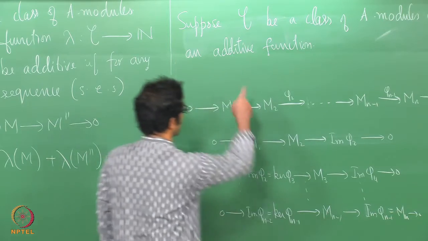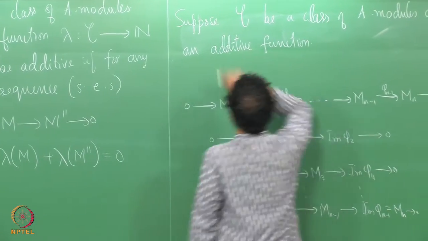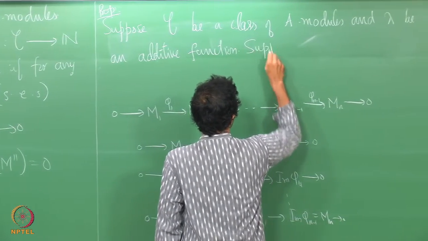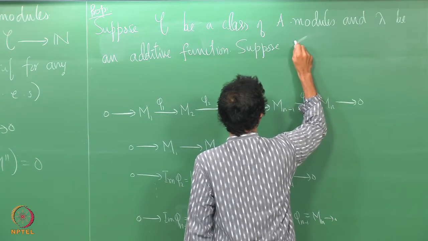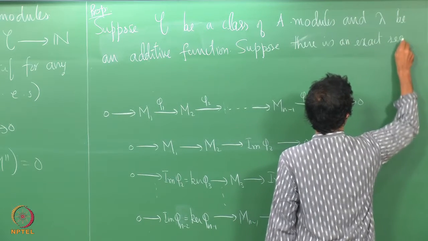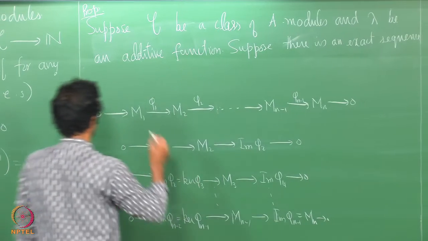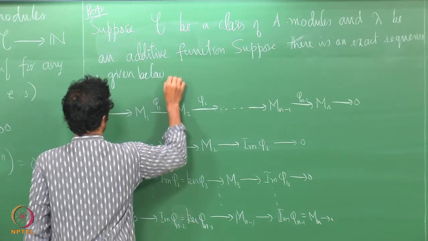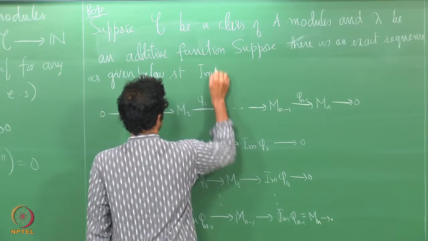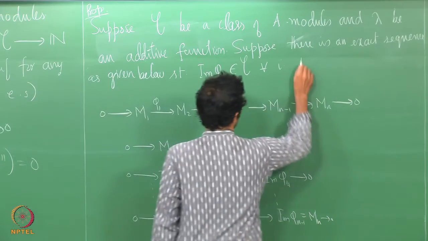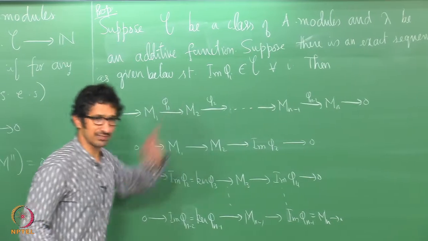So, okay. Let us now complete this proposition. Suppose there is an exact sequence as given below, such that image phi i is also in C for all i. Then I will reserve that conclusion. Let us see what it is, and then we will come back and write that.